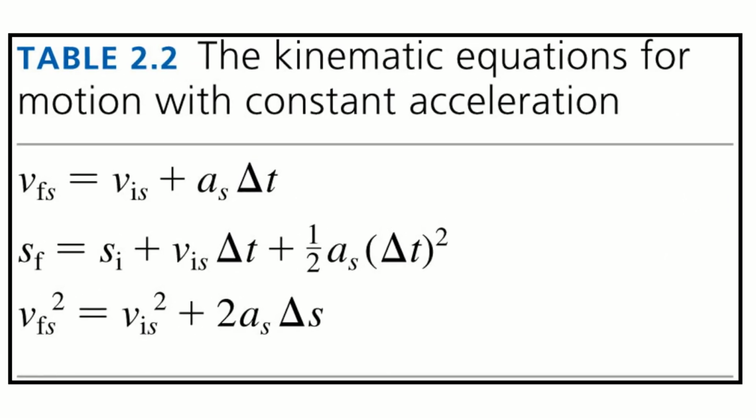Now, last class, we used all of those things and derived what we call the kinematic equations for constant acceleration. And there were three of them. The first one was just the velocity at some later time is equal to the initial velocity plus the acceleration times the delta t.